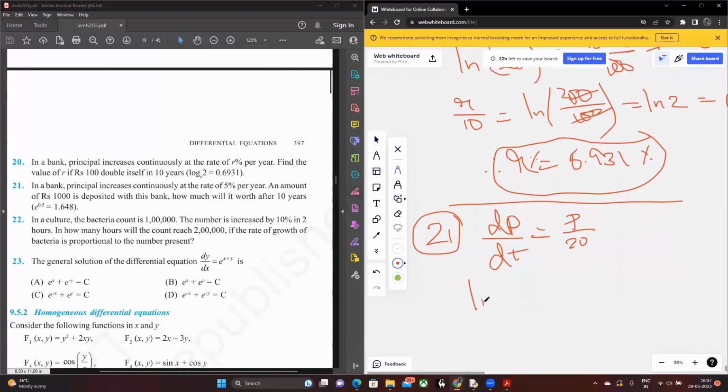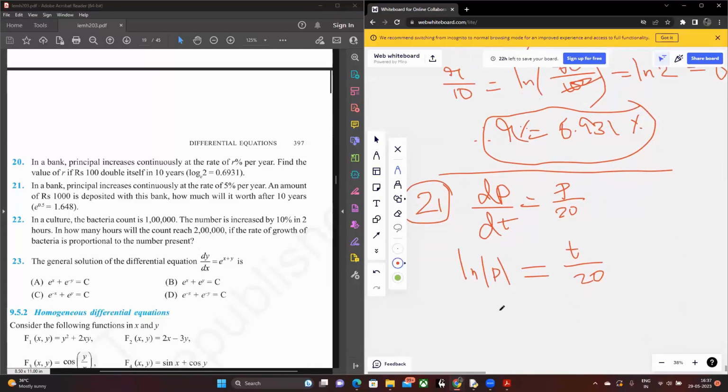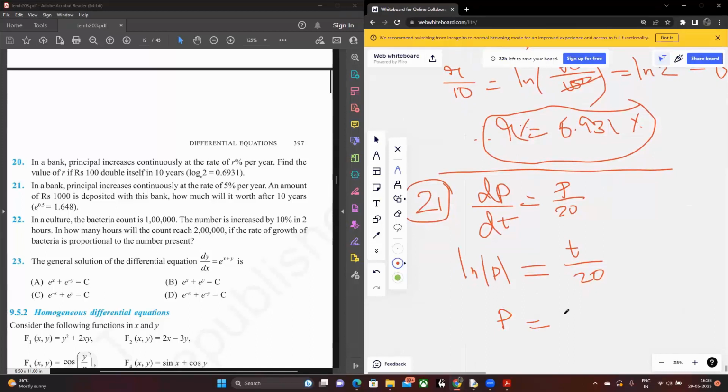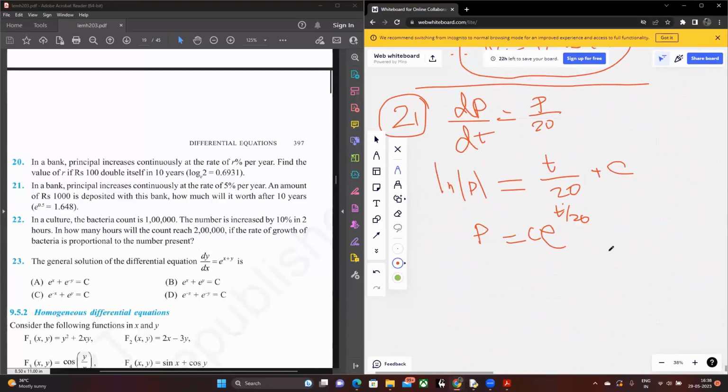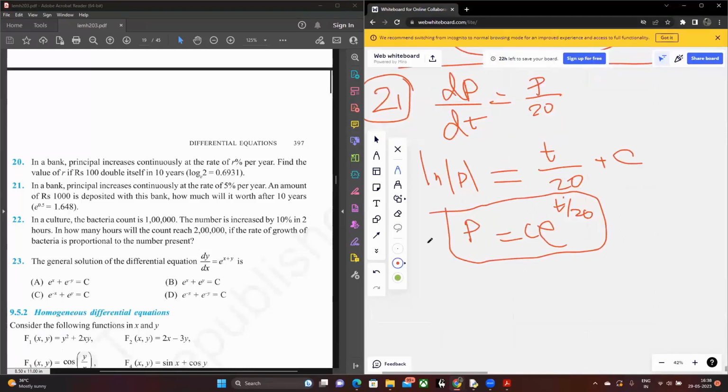So basically from here, again, solving the same differential equation as before, you get ln P is t by 20 plus C. So P is basically equal to e power C into e power t by 20. So you have this equation which relates the amount and the time it's in the bank.